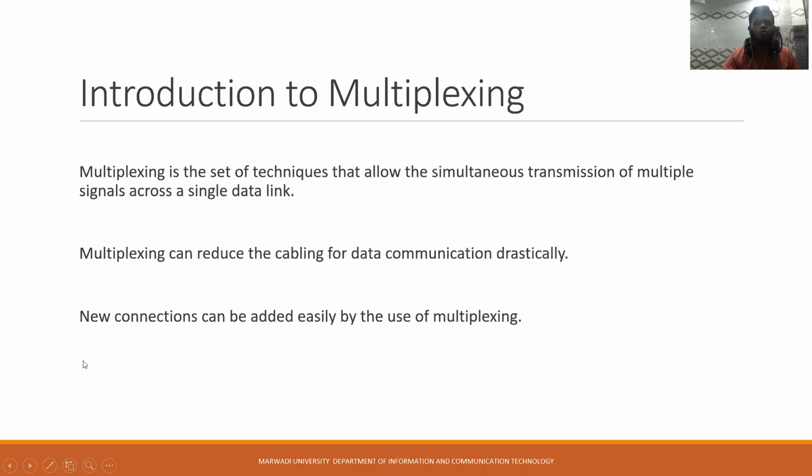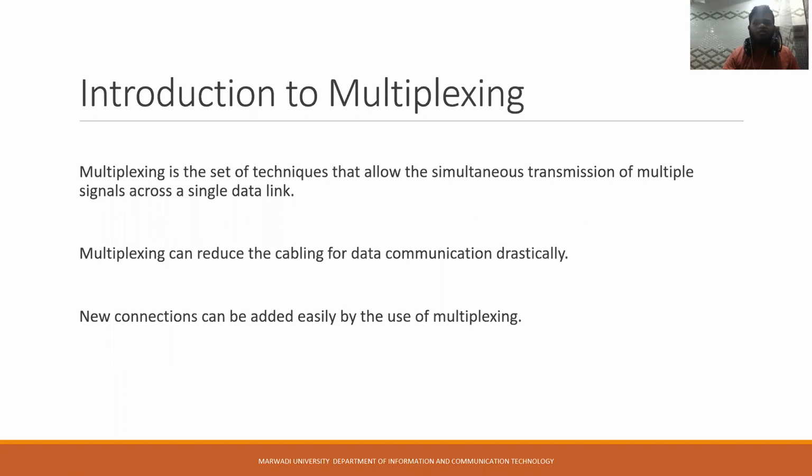So first of all, what is multiplexing? Multiplexing can be defined simply as many to one, or if you still want a technical definition, it's a set of techniques that allows the simultaneous transmission of multiple signals across a single data line. So what does that mean?